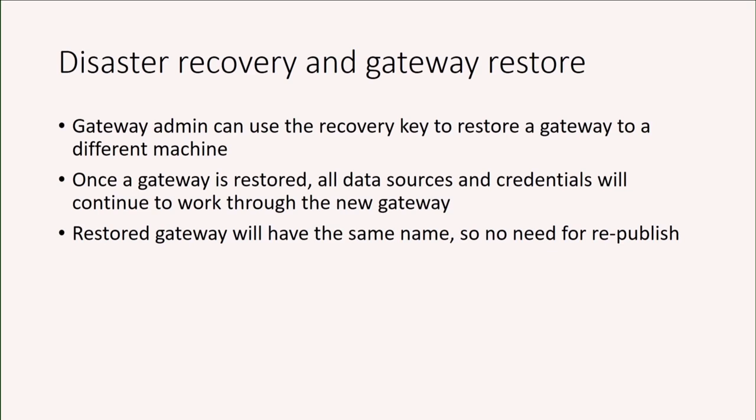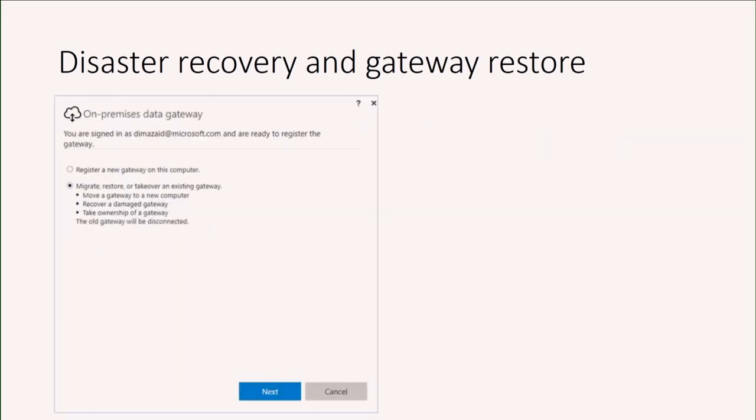But what could happen if, let's say, the gateway admin leaves the company, or, for example, the machine where the gateway is installed happens to just disappear or crash, and you no longer have access to the physical gateway? So we provide a way to restore that gateway, which is using the recovery key. So this is the second way we use the recovery key.